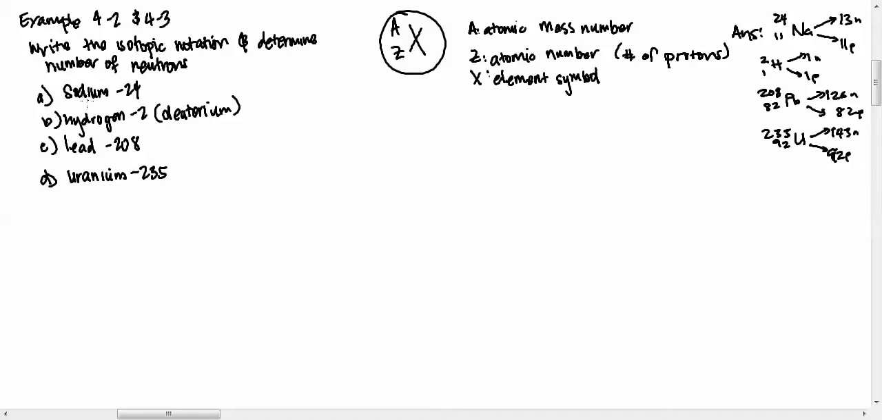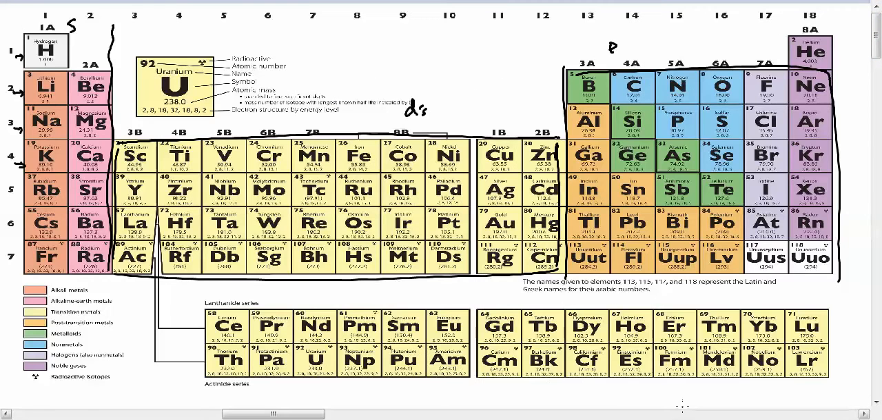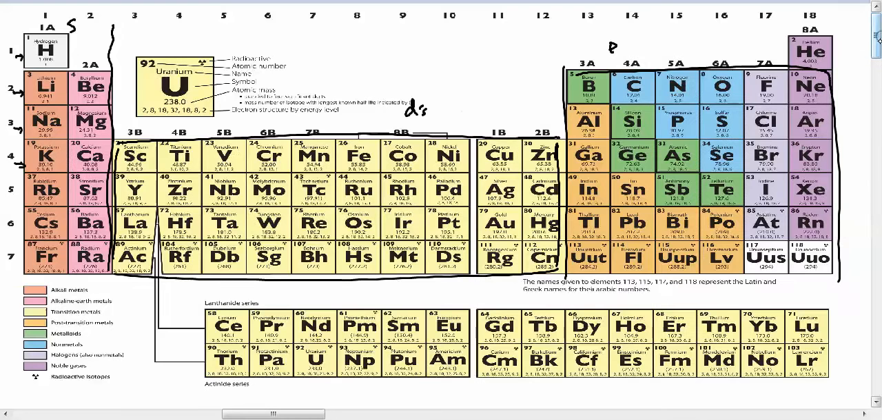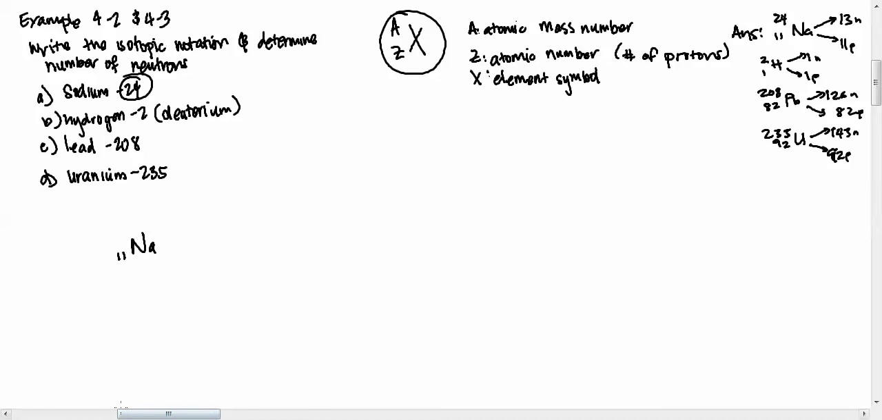So the first one is sodium, and they gave us the atomic mass that they want us to write down. If I want to write down sodium, the first thing I have to do is find it in the periodic table, and I put my periodic table up here. Sodium is Na, and Na has 11 protons. So my symbol would be Na, and I know that this number is 11, and that number down there doesn't change. If it's a 12, you're no longer dealing with Na, you are dealing with magnesium. Got it? All right. And then obviously they want you to have a 24 up here.